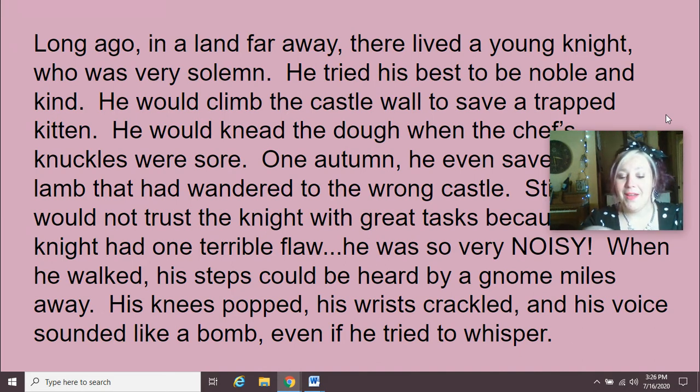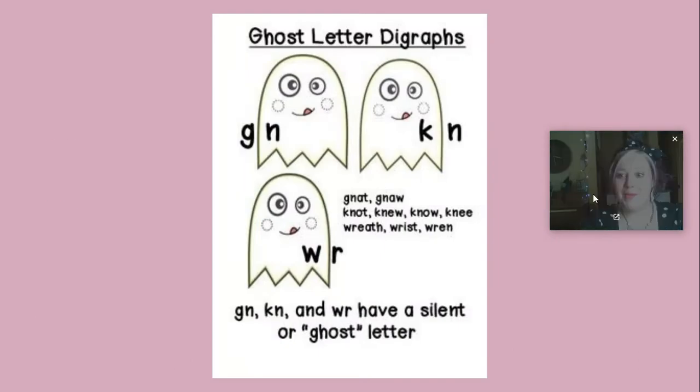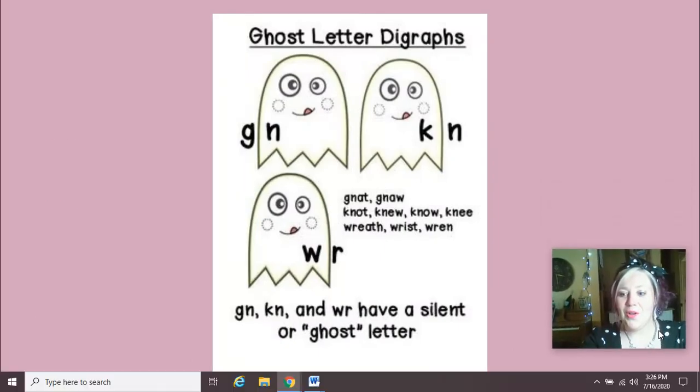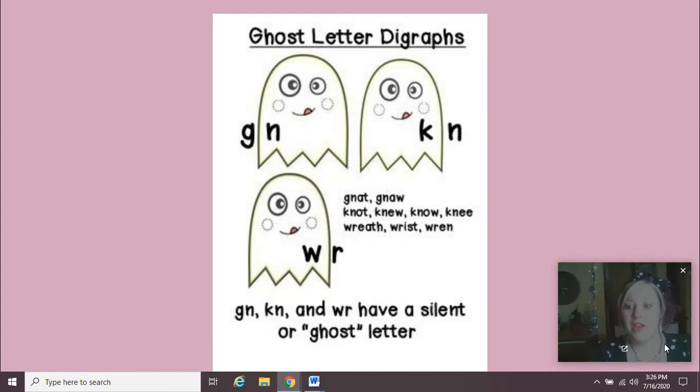Hope you found some of them. Let's learn a little bit more. I sometimes like to call silent letters ghost digraphs. And that's because they're digraphs, because we know that two letters can make one sound. And it's ghost because the ghost swallows up one of the sounds and we don't say it. So even though there's two letters, it's still only making one sound, which makes it a digraph.